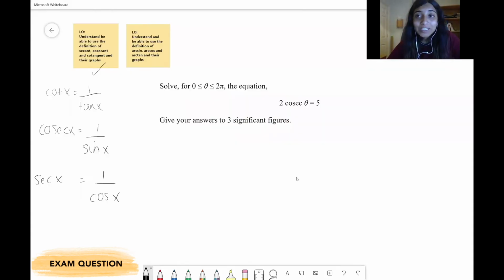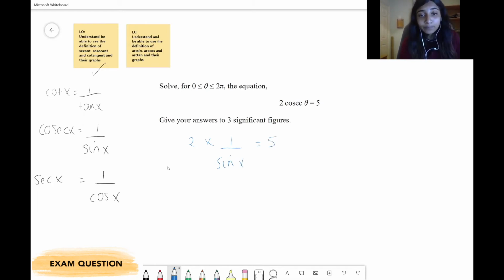We have an exam question here, so I just put up here the definitions for each of the cot, cosec, and sec, just for your reference. So feel free to try the question out yourself. We want to solve for values between 0 and 2 pi the equation 2 cosec theta is equal to 5. We want to give our answers to 3 significant figures. So the first thing we can do is rewrite cosec theta in terms of sine using this definition here. So we would have 2 times 1 over sine theta. That's just equal to 5.